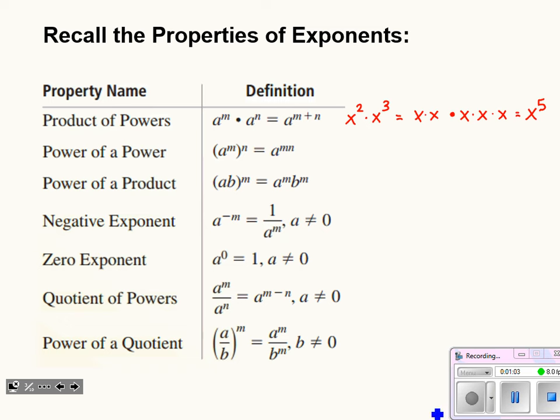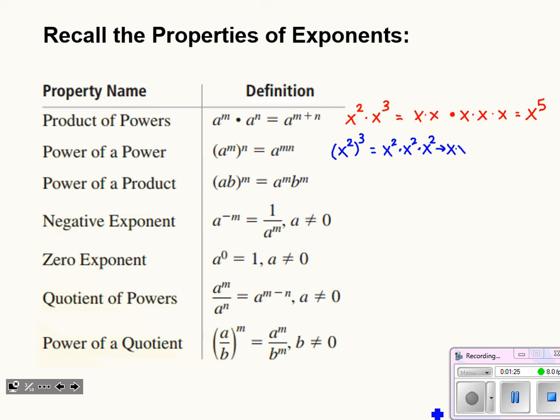The second one says if I have a power raised to another power, then it's like multiplying the exponents together. Let's use our example that we had before. If I have x squared to the third power, well, third power means times itself 3 times. So x squared times x squared times x squared. And what does that really mean?